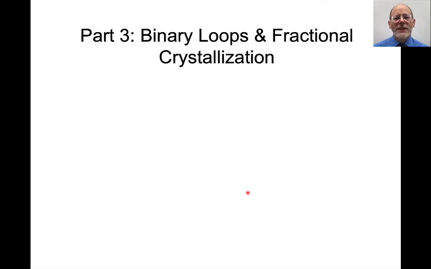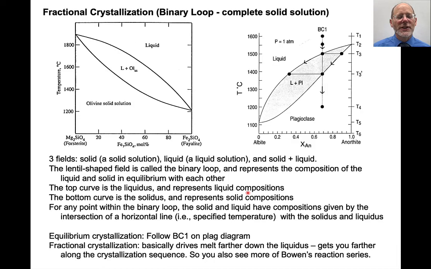Okay, the last thing I want to talk about is getting back to igneous systems to talk about binary loops and fractional crystallization. So a binary loop has this kind of configuration. It's again a TX diagram. The upper field is a single phase region. The loop here is a two-phase region. And the lower field here is a one-phase field again.